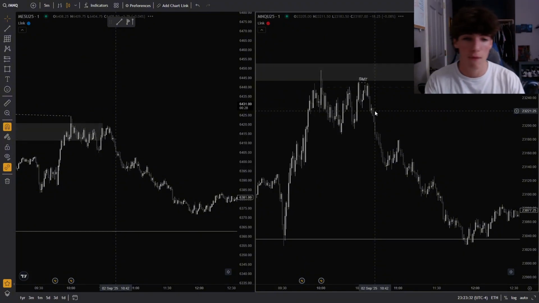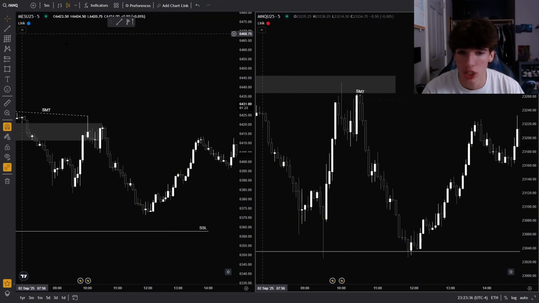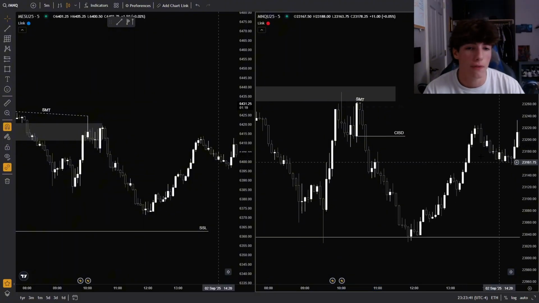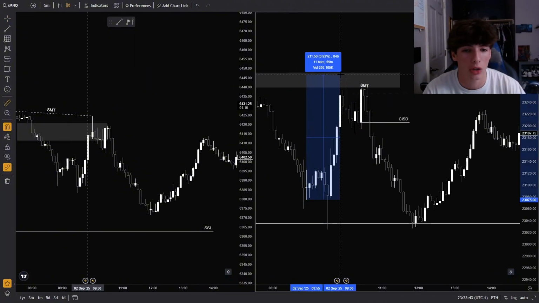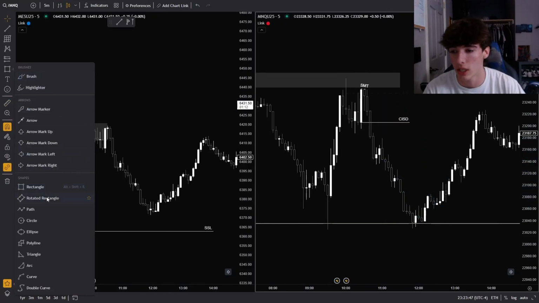Why? Because if we now zoom out at that point, now we have change in the state, and I'll explain why this is change in the state in a second. We are now in a 5 minute sell model to the downside, right? Buy side of the curve. Now we have sell side of the curve, right? So we're expecting this to now become an efficient sell side of the curve.